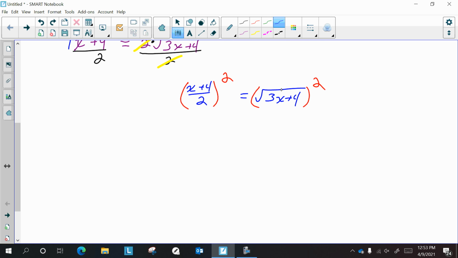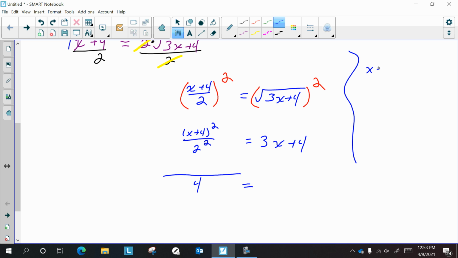So when we square the right, the square root and the square cancel, leaving us 3x plus 4. If we have a fraction, we take the top and square it, and the bottom and square it. So on the bottom, 2 squared, that's just 4. To square the top, I'm going to come over on the side.